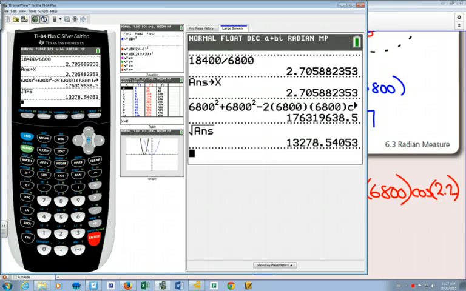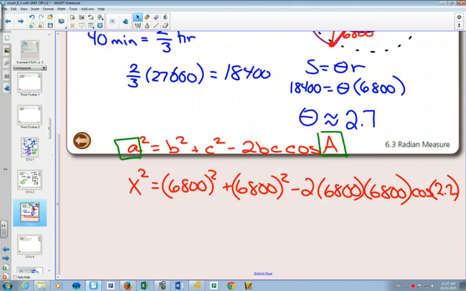And we get 13,278. And to the nearest hundred, that would be 13,300. Approximation sign.